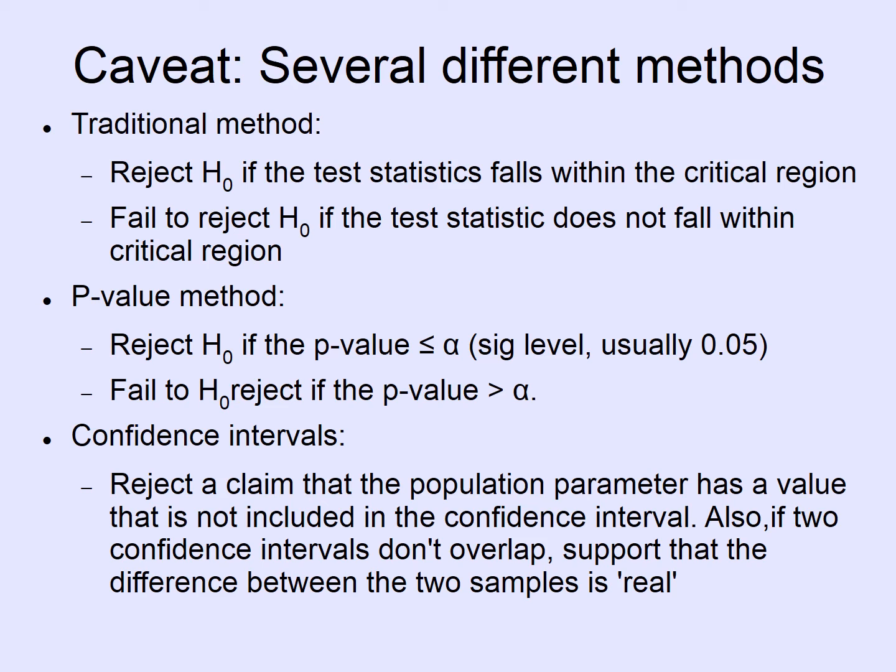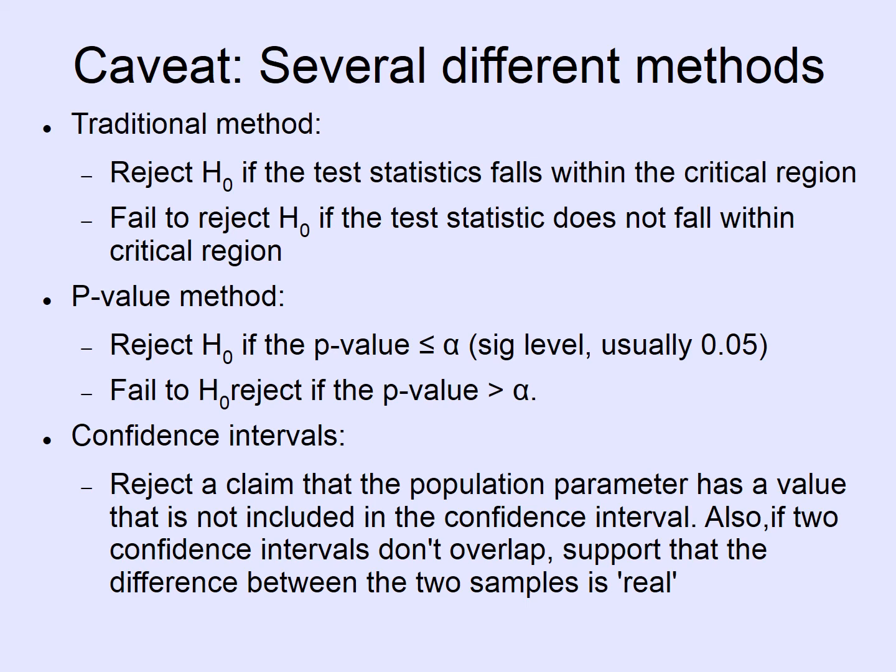All right, there are several different methods. I just showed you the p-value method. And it actually goes hand in hand with what's called the traditional method, rejecting the null if a test statistic falls within some critical region. We'll look at this more, so this won't be the last time we talk about it, but just understand that it's out there.